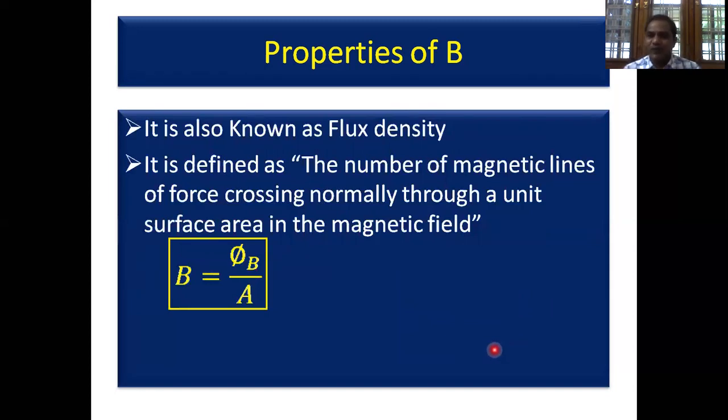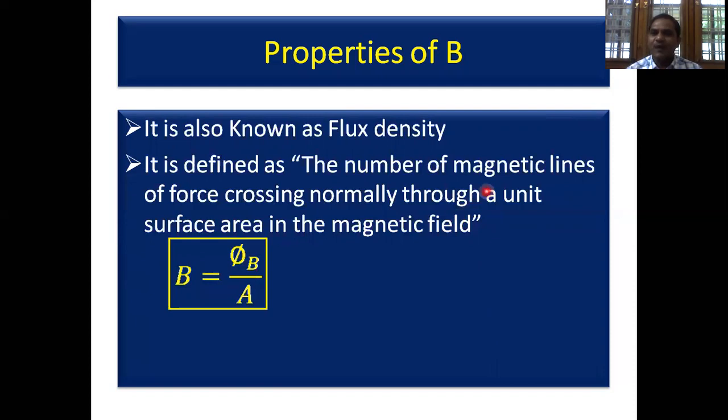It is also defined in other terms, in terms of magnetic lines of force. The total magnetic lines of force crossing normally through a given surface area is called magnetic flux. Magnetic flux is a scalar quantity. It is measured in the unit Weber.